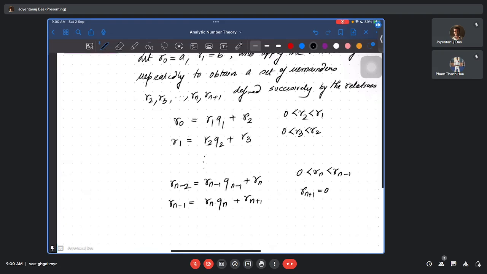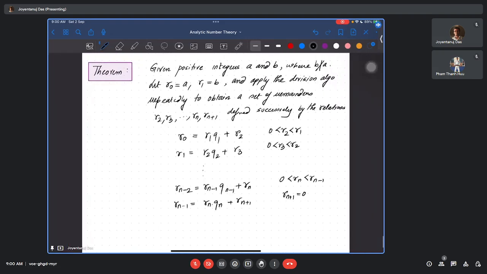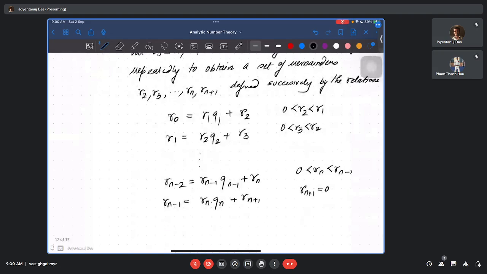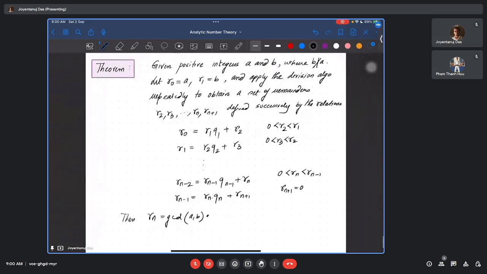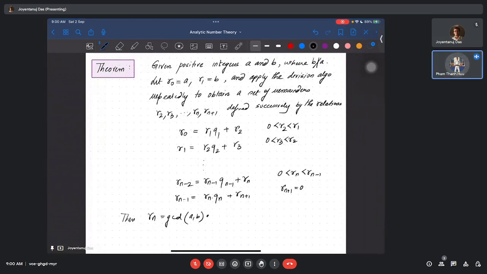So then, if I can successively define the remainders like this, then the last remainder, that is Rn, is the GCD of this A and B. So this is the statement. That's the algorithm to find GCD. Right. That is the algorithm.